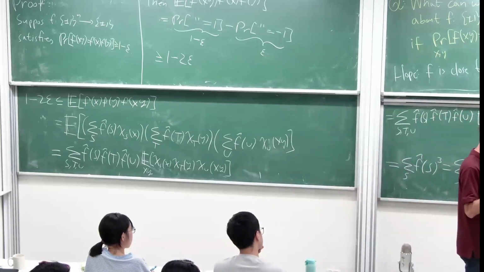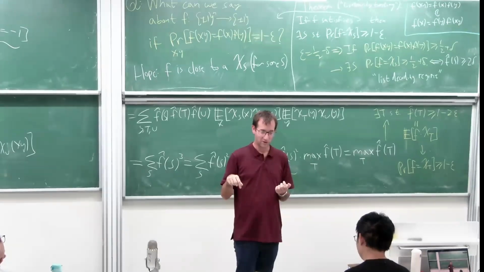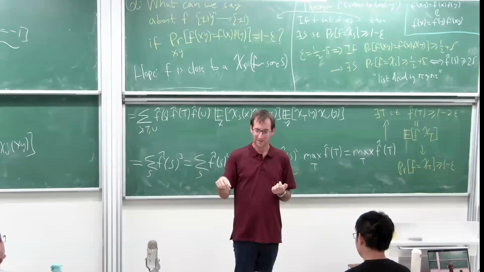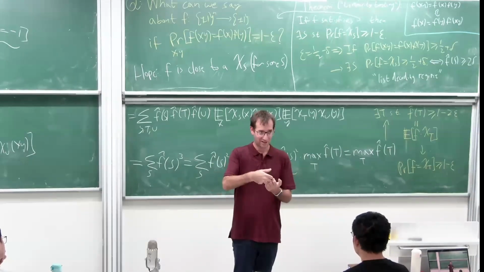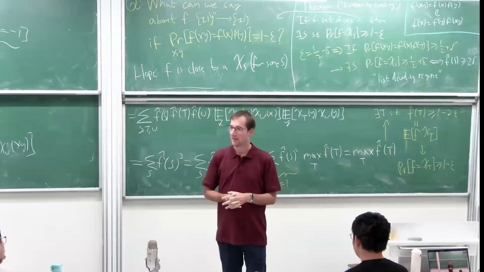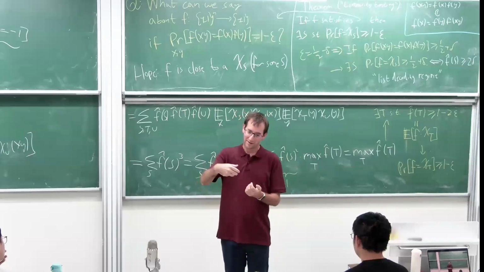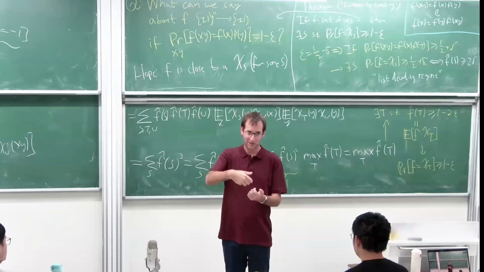We want two properties to hold. The first property, completeness, is that if the black box actually computes a linear function, then we always have to answer yes. It's known as perfect completeness. And then soundness: we want to say that if we answer yes with high probability, then the function is close to linear.